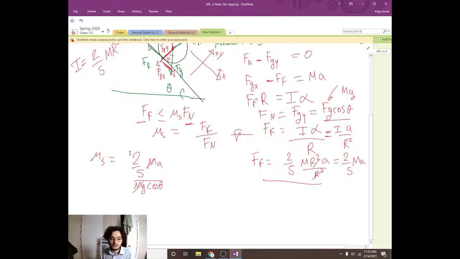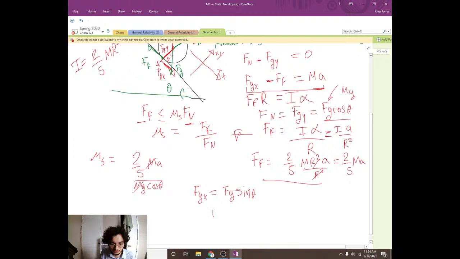Now, of course, we want to solve everything in terms of constants that are known, not unknown. So we want to get rid of the acceleration. In order to get rid of the acceleration, we have to solve over here on this equation. Since we know the force of friction already, we know Fgx. Fgx is just in the x direction. It's going to be the magnitude of the vector Fg times the sine of theta, because it's opposite.